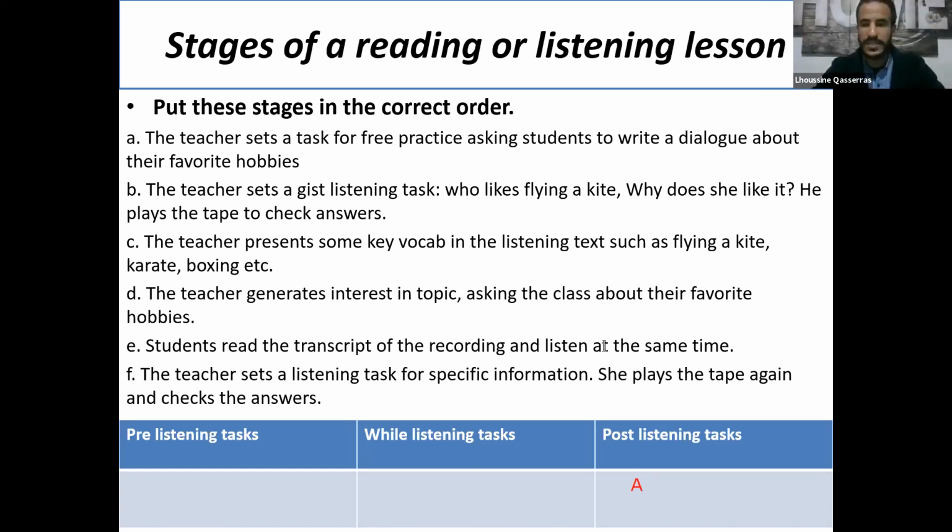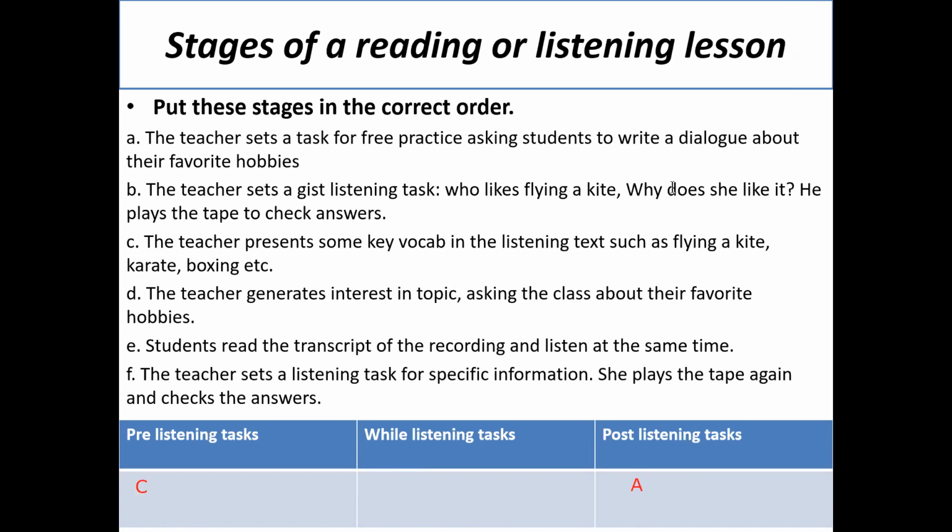So let's start with the pre-listening. What is the pre-listening here? Any volunteer? Hasna, Wafa, Muhammad, anyone? I guess Kareem? Number C. Yeah, he's right. C. The teacher presents some key vocab in the listening check, such as flying a kite, karate, boxing. Great. So number one, pre-listening is C. Good. What else? Pre-listening. Other volunteers.